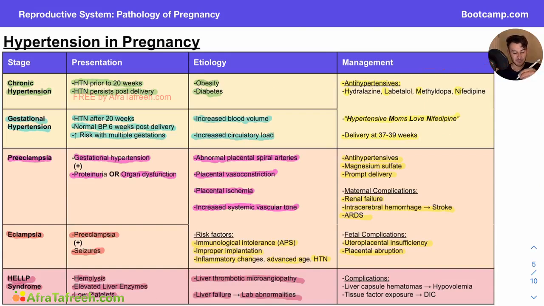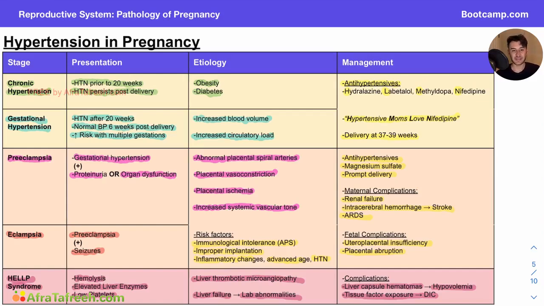And so in terms of complications here, we can also have liver capsule hematomas from this vasospasm. We can get these breakages in these clots and these breakages in this vasculature, and it can cause these big collections of blood within the capsule of the liver, and this can lead to hypovolemic shock in the pregnant person. Also, during this time, we can have tissue factor exposure, which is going to lead to DIC, which is a major complication. And so these people with HELLP syndrome need to have the baby delivered immediately in order to relieve these symptoms. This is a life-threatening emergency.